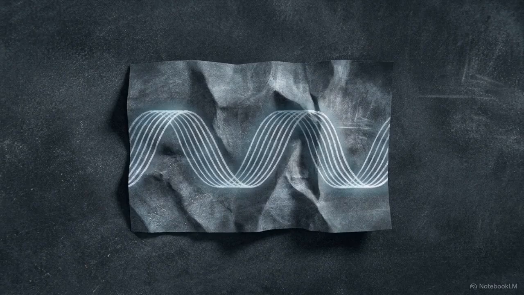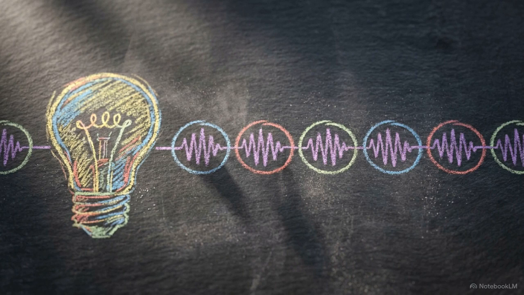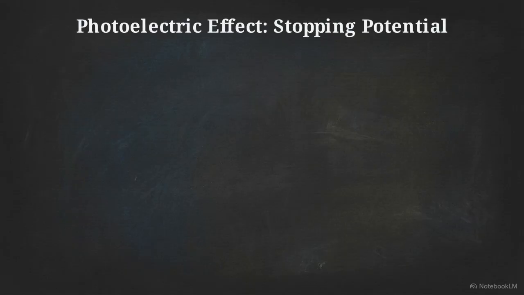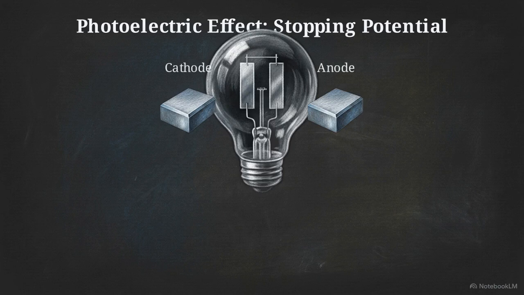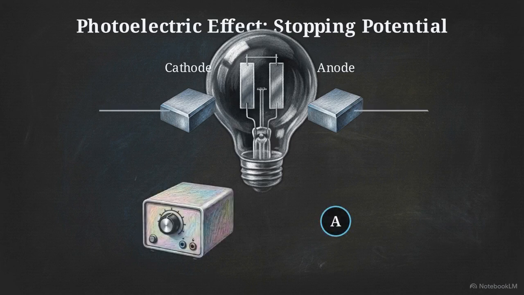To make sense of the threshold frequency, the continuous wave picture had to be set aside. Light had to be modeled as a stream of quantized particles, where the energy of each individual packet is dictated strictly by its frequency. To prove this quantized model, physicists needed a way to measure the invisible kinetic energy of these ejected photoelectrons. They used a vacuum tube containing two metal plates, a photosensitive cathode that receives the light, and a collecting anode that catches the freed electrons.